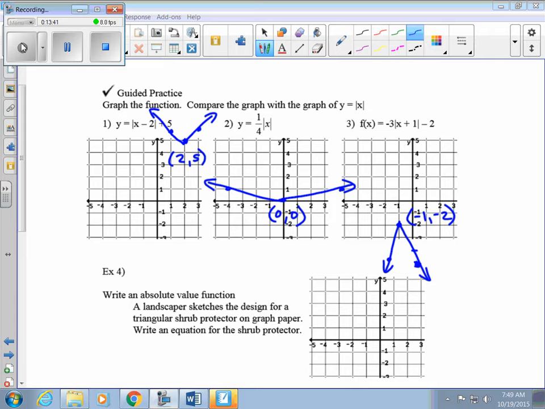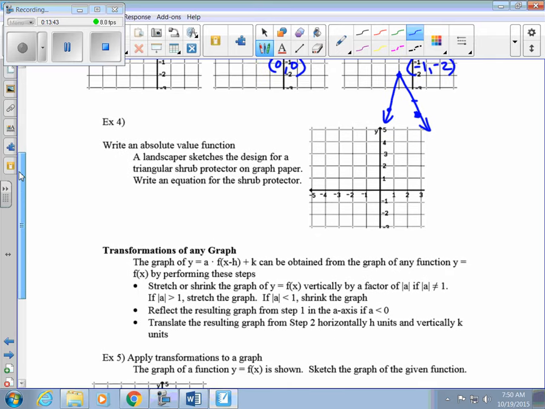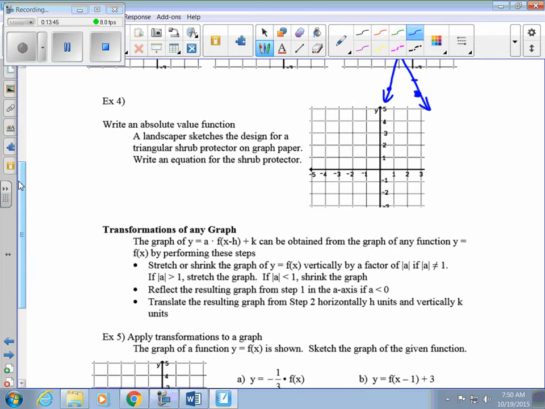So now what we're going to do is we're going to jump to example 4. They're going to write an absolute value function. A landscaper sketches the design for a triangular shrub protector on graph paper. Write the equation of the shrub protector. Now, on your notes, you have that. I'm going to draw it up here real quick.